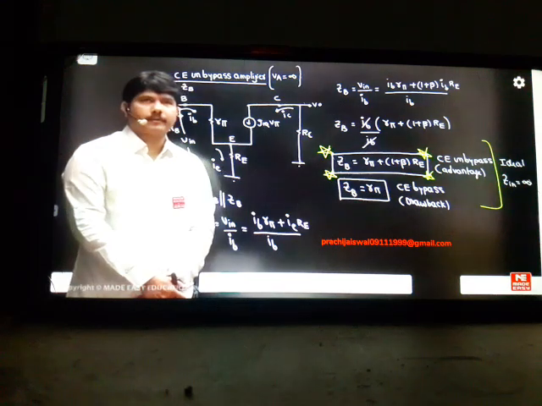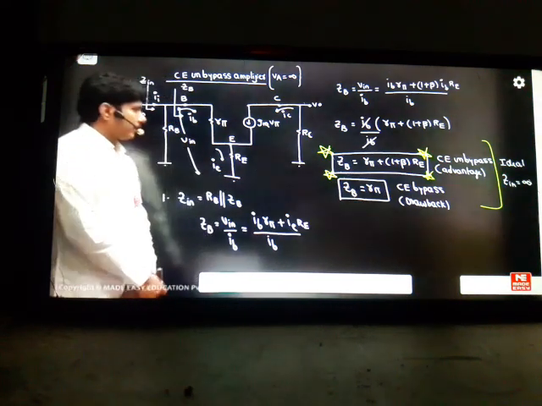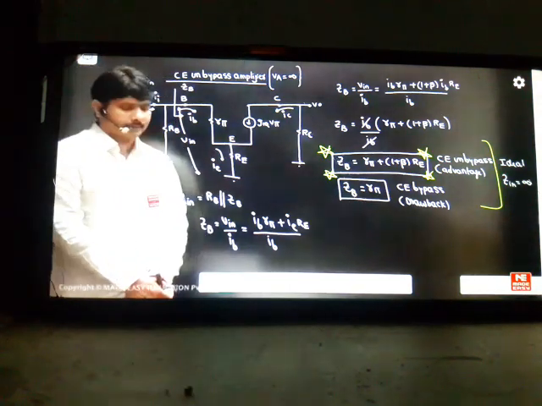So can I move to the next step? Be fast in writing. With this we have completed the first concept called input impedance knowledge.